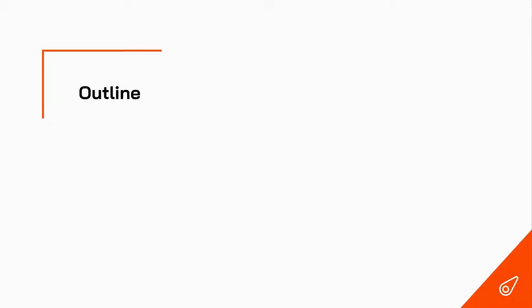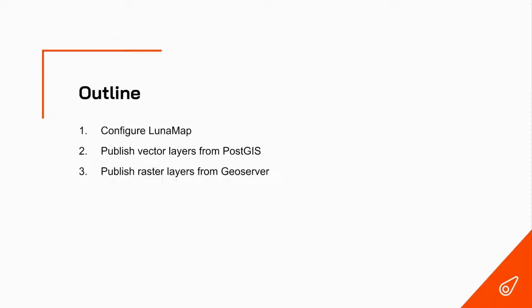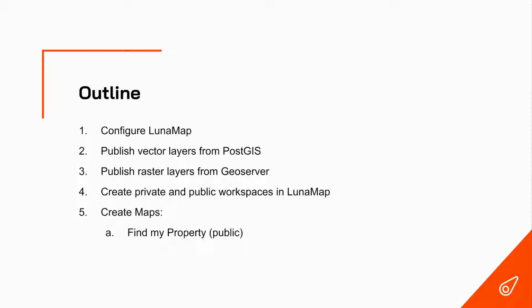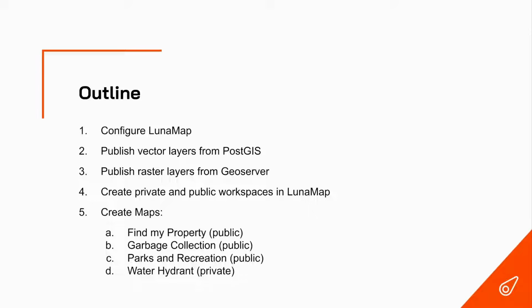Just a brief outline of what we're going to discuss. We're going to discuss configuring LunaMap, publishing vector layers from PostGIS, publishing raster layers from Geoserver, and we're going to talk about creating both private and public workspaces in LunaMap. Lastly, we're going to create maps. We're going to create a Find My Property, garbage collection, and parks and recreation maps. These are all going to be in a public workspace. Lastly, we're going to create a water hydrant map, which will be in a private workspace.